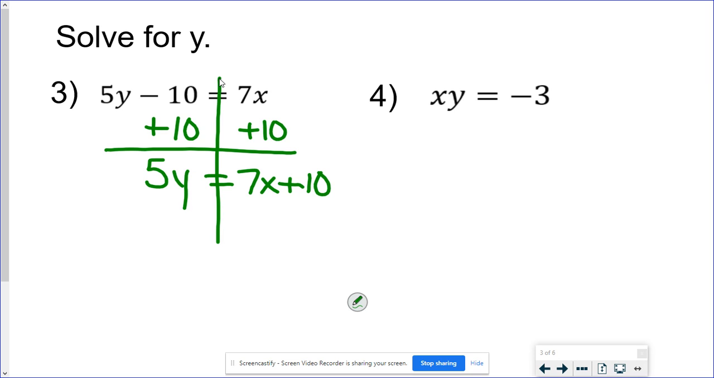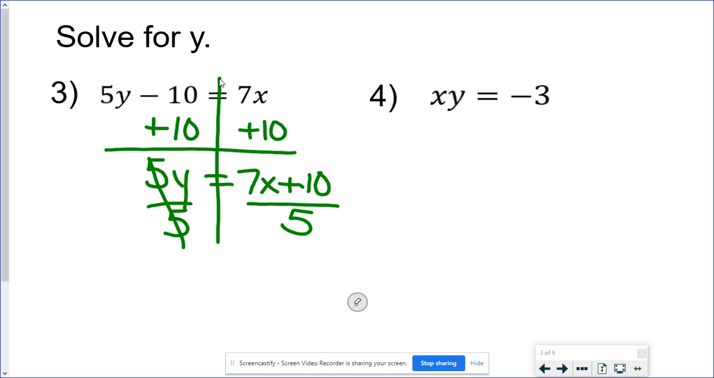Then I would want to get rid of the 5. Now I'm going to divide, and we have a couple of options. Sometimes it's okay to just do one great big division, right? So I could make it look like this. I'm going to do this 2 different ways. And that's what my equation would look like. y equals 7x plus 10 all over 5.